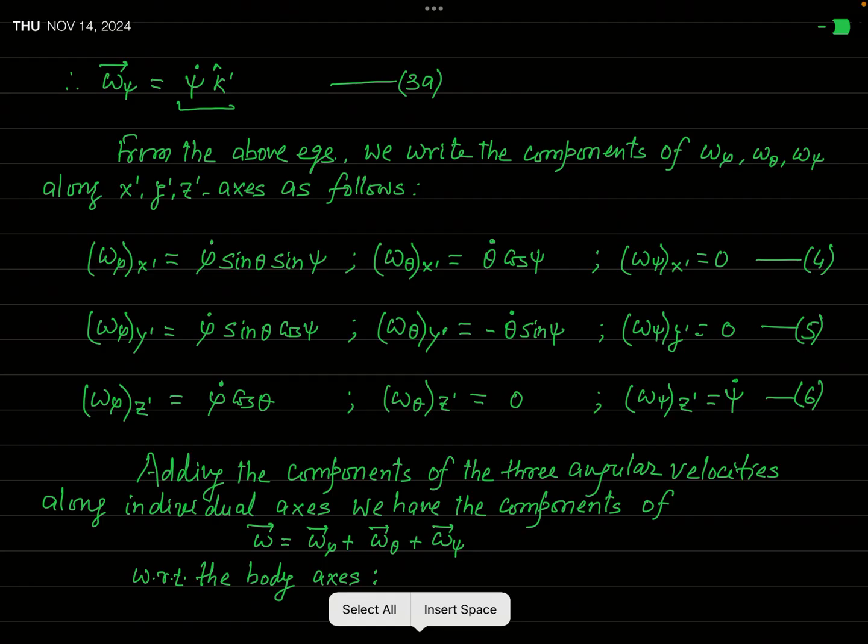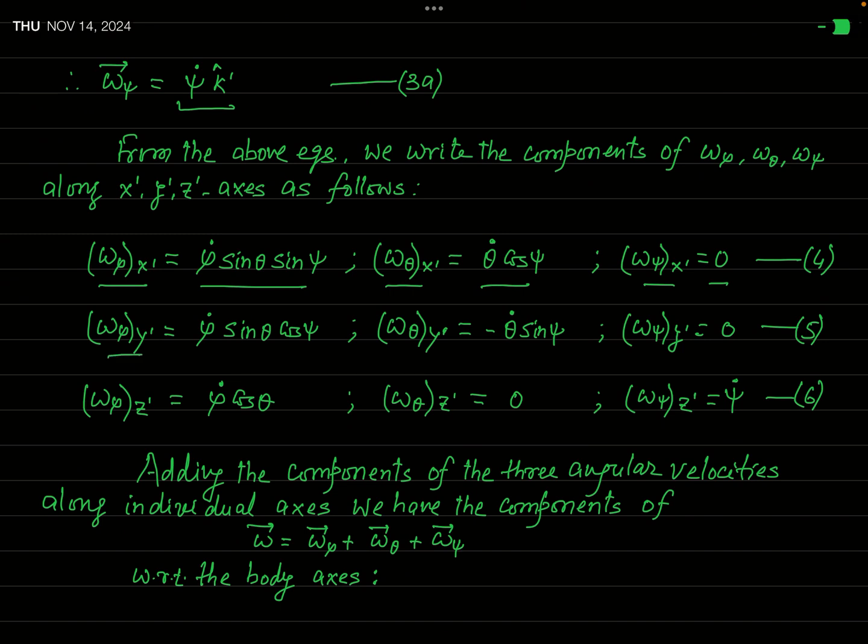So in this way we have obtained the x, y and z components of omega phi, omega theta and omega psi. Now you can see I have written all those values here in a particular manner, the x, y and z components of omega phi, omega theta and omega psi. This omega phi x dashed is the x dashed component of omega phi, which is equal to this much. We have already seen it; I am not turning the page, you can see. And omega theta x dashed is this much, and omega psi x dashed is this much.